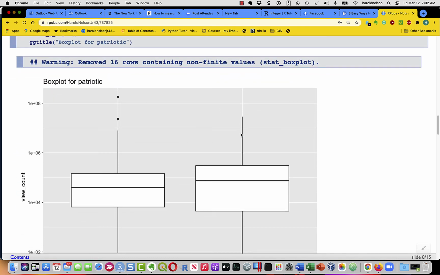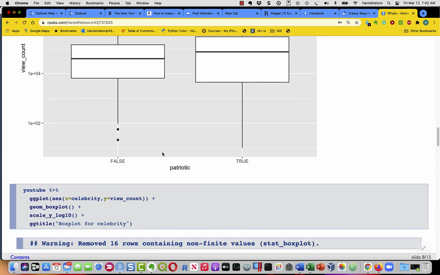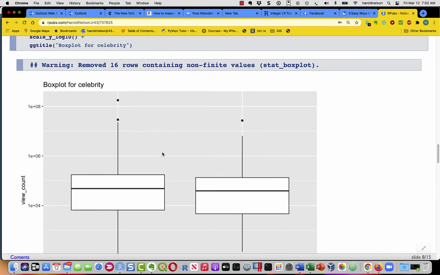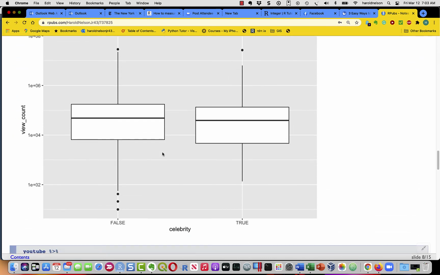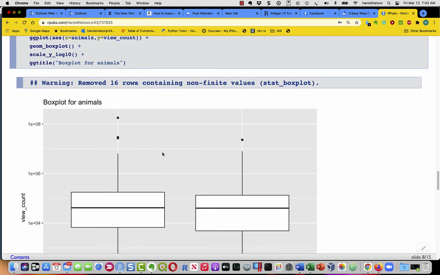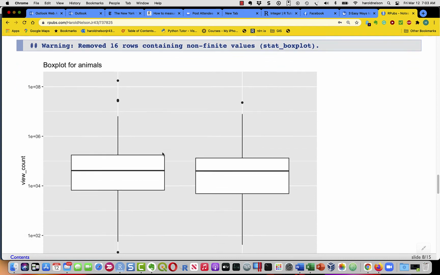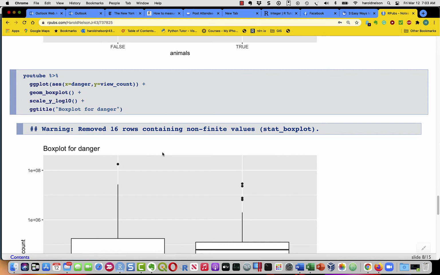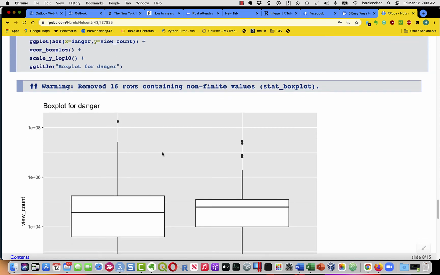Okay, what about patriotic? Here's the box plot for patriotic. Well, kind of could be, the median here is greater than the median here, but it's spread out, and this has some high outliers. I don't know. Celebrity. Nah, nothing there. Animals. No, nothing there. Danger. Well, maybe, yeah, it looks like there could kind of be something there.